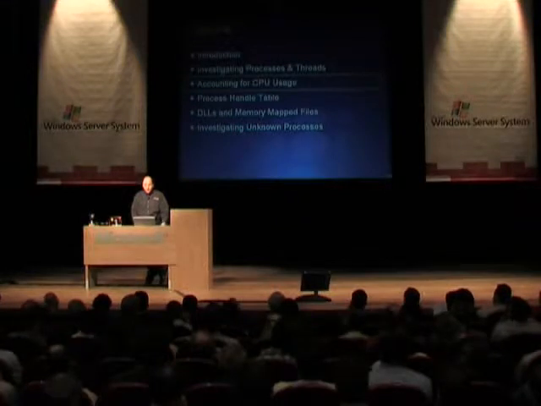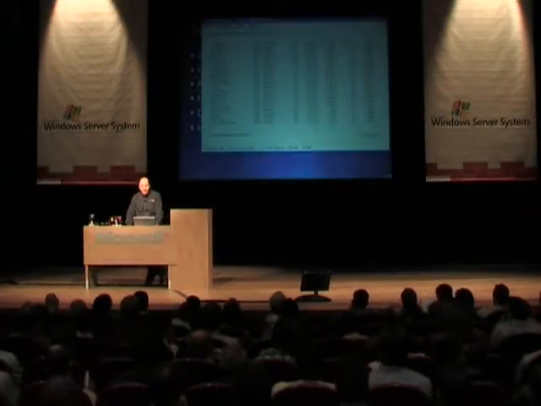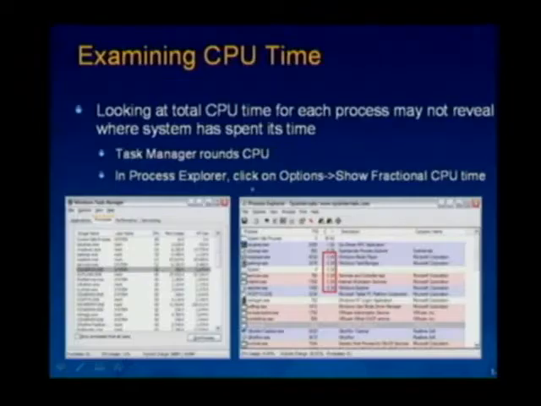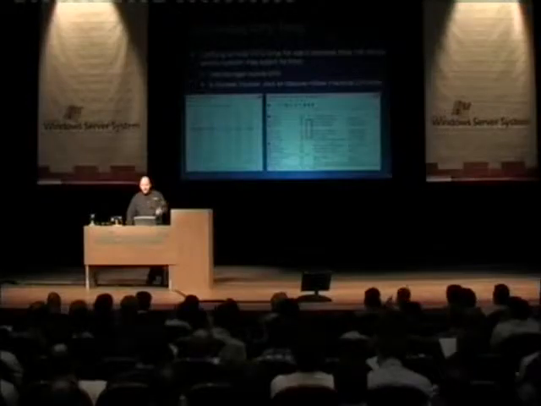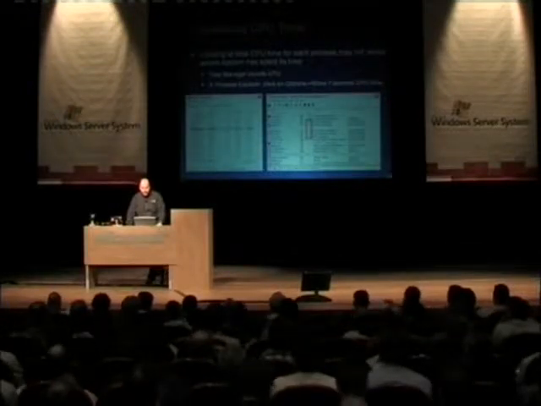Now, when I started the section, I mentioned that some of the CPU time numbers in Task Manager are suspect. And in this section, we're going to look at how to get a better idea of where the system is spending its time. One of the things right away that may cause you to miss some activity in the system is the fact that Task Manager rounds the CPU percentage. So let's take a look.